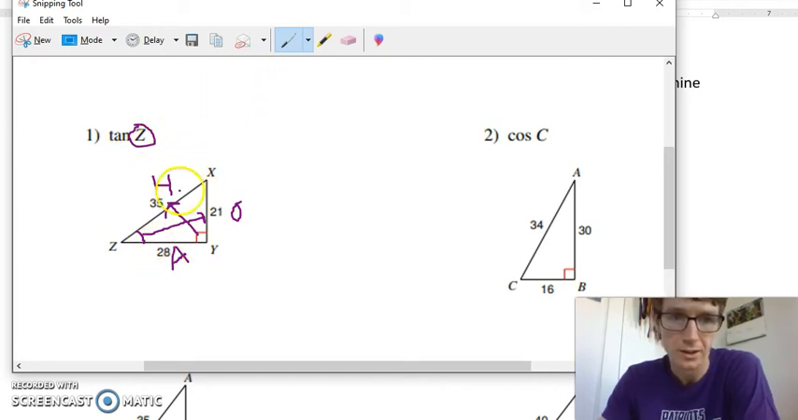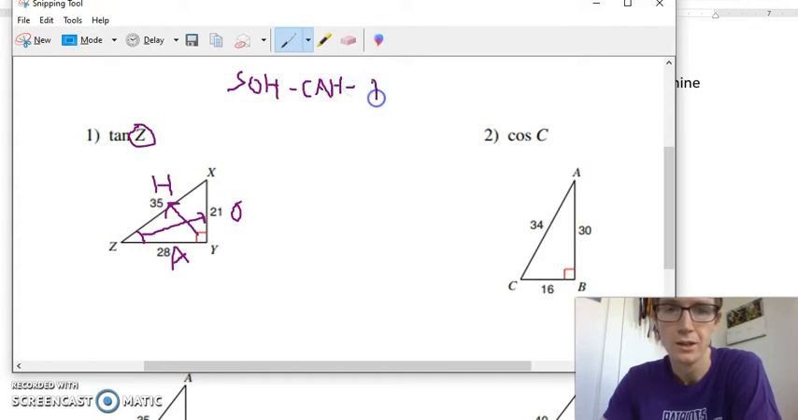Now, to find out what the tangent of Z will be, let's remember it's SOHCAHTOA. And since we're doing tangent, we're dealing with TOA. So it'll be opposite over adjacent. So the tangent of theta, any angle, is equal to the opposite over adjacent.